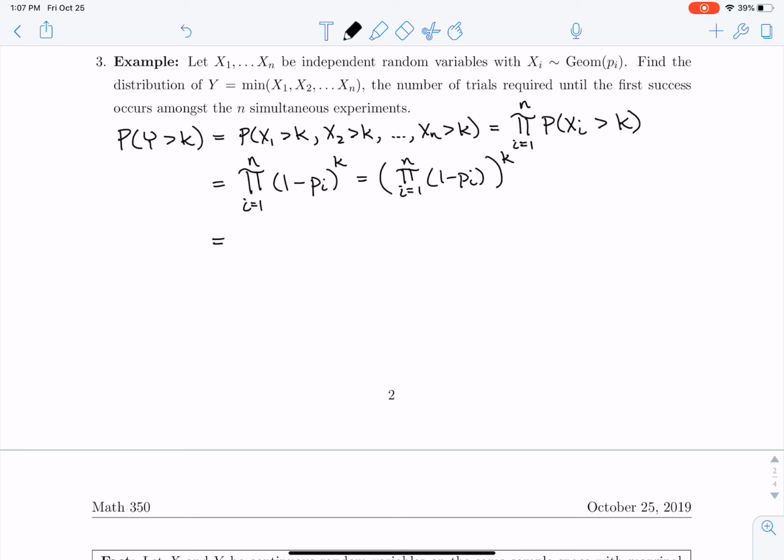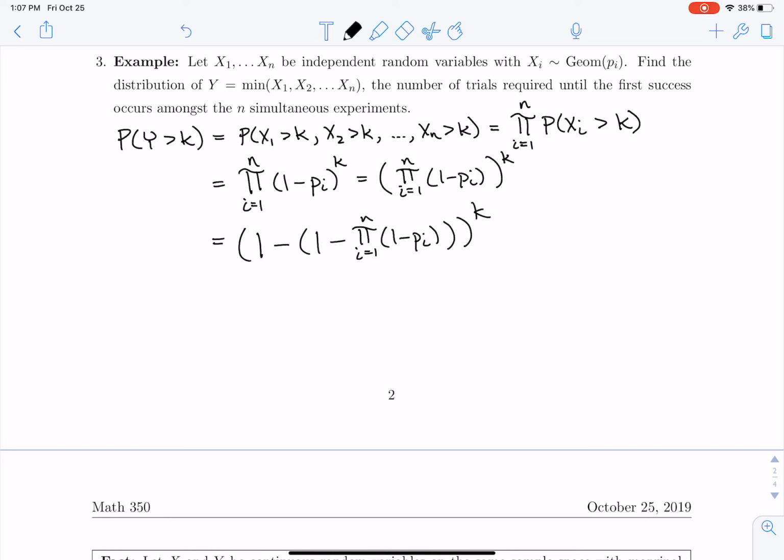Now we'd like to really be able to describe this distribution, so I'm also going to rewrite this one more time. This is going to be 1 minus the product from i equals 1 to n of 1 minus p sub i, all to the kth power. So here all I've done is essentially add and subtract 1.